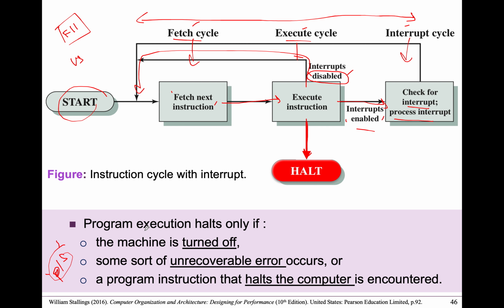So program execution will execute only if, okay, it's going to execute to the halt only if the machine is turned off, some sort of unrecoverable error occurs, or a program instruction that halts the computer is encountered. So these are the only three things that make your code execution go to the halt process.